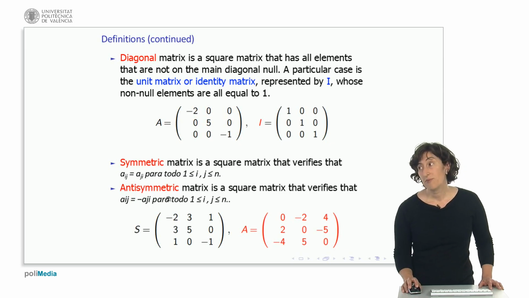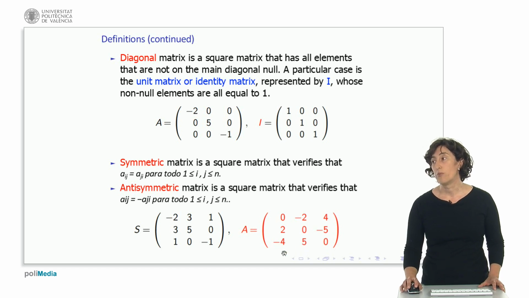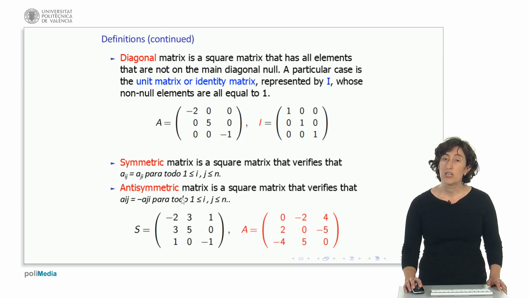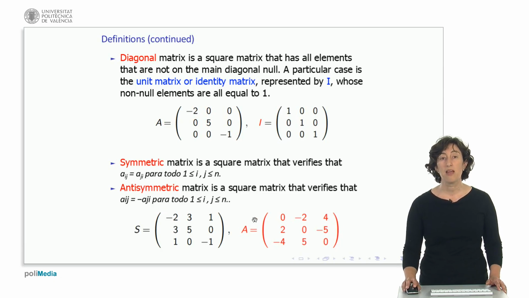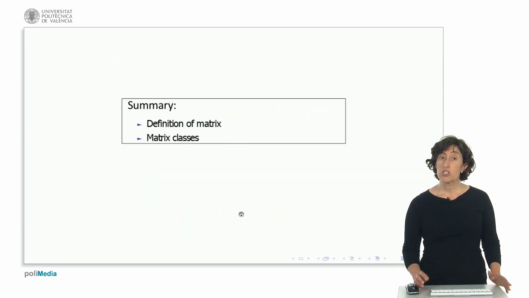We call a matrix antisymmetric when the coincidence occurs but with the sign changed. That is, in the main diagonal minus 2 coincides with the 2 except for the sign, the 4 coincides with the minus 4 except for the sign, and the minus 5 coincides with the 5 except for the sign. That is what is called antisymmetric. Of course, since a sub ij has to be equal to minus a sub ji, that implies that in the main diagonal I must always have zeros in an antisymmetric matrix. Well, with this we have seen what a matrix is and what classes of matrices we know.